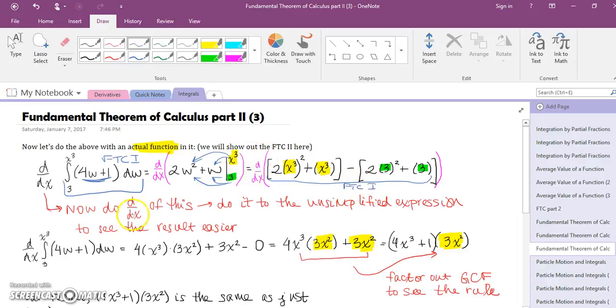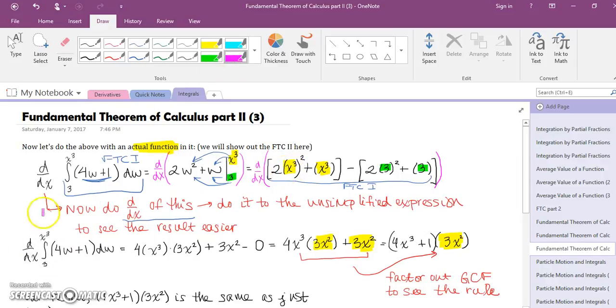Now I'm going to go ahead and do the derivative of this, and I'm going to do it to the unsimplified one. This is not simplified at all, but I'm going to do the derivative of the unsimplified one so that I can see FTC Part 2's result easier. You could simplify it and then do the derivative, and you'll end up with the same thing, but it's a little easier to see the result in action here.